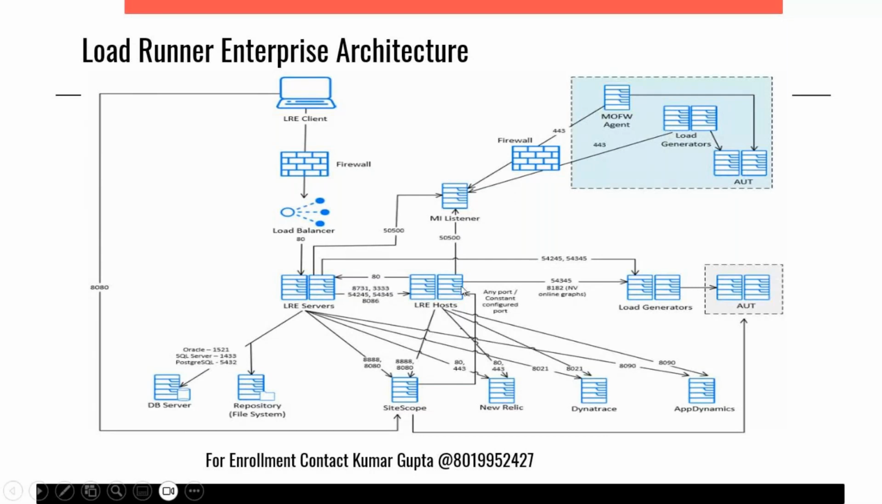Generally, when the load generator is putting load on the application under test, you get a graph, the number of passed transactions, the throughput, the hits per second, all these details. Load generators pass on these details to the LRE host directly. But as there is a firewall in between, the LRE host cannot directly get the information. It uses a component called MI listener. It goes to the firewall, collects the details over port 443, and passes the details on to the LRE host and the LRE server.